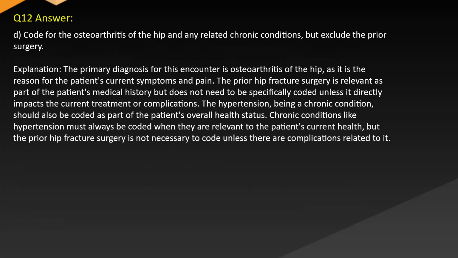Answer. D. Code for the osteoarthritis of the hip and any related chronic conditions, but exclude the prior surgery. Explanation. The primary diagnosis for this encounter is osteoarthritis of the hip as it is the reason for the patient's current symptoms and pain. The prior hip fracture surgery is relevant as part of the patient's medical history but does not need to be specifically coded unless it directly impacts the current treatment or complications. Hypertension, being a chronic condition, should also be coded as part of the patient's overall health status.